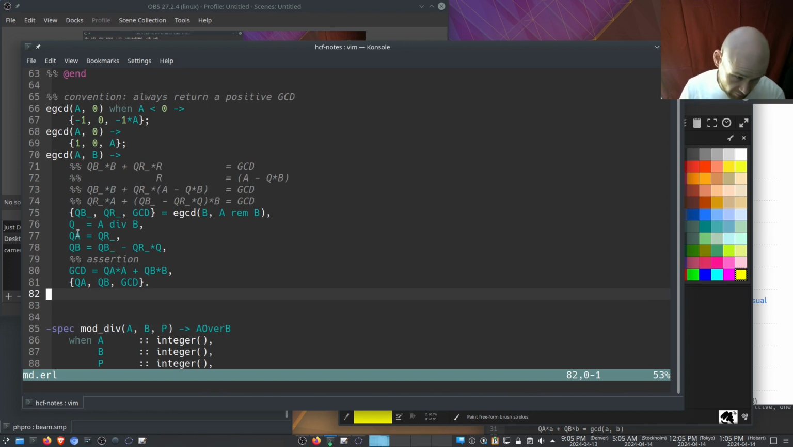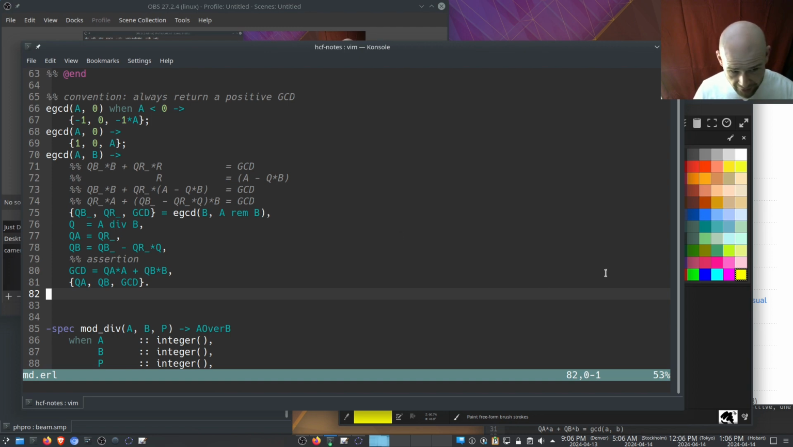Once again, we're going to break this down into a smaller problem, and it just comes from doing some algebra. And maybe I'll write this out here. So what we'll do is we'll find, and I've put underscores here to emphasize that this is kind of a different thing, QB times B plus QR times R is equal to the GCD. So we find that by just doing the same trick, calling EGCD on B with the remainder.